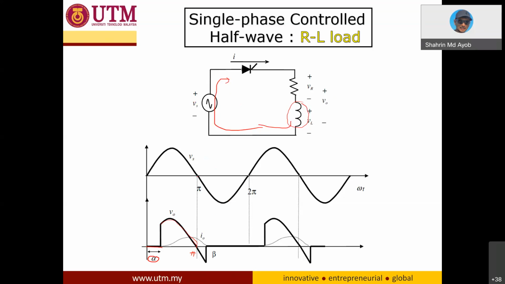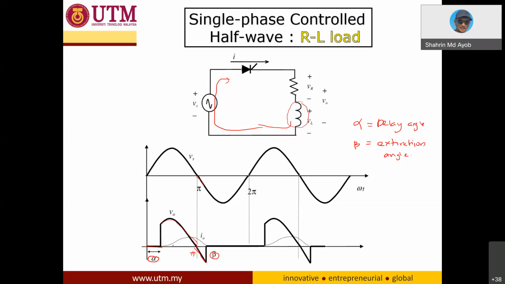So that's why you will have a waveform of the VS appear at the V out until the energy inside this inductor has finished discharging. The location where the energy has finished discharging is what we call the extinction angle, beta. So right now alpha is what we call the delay angle, and beta is what we call the extinction angle. Okay, sudut kepupusan.